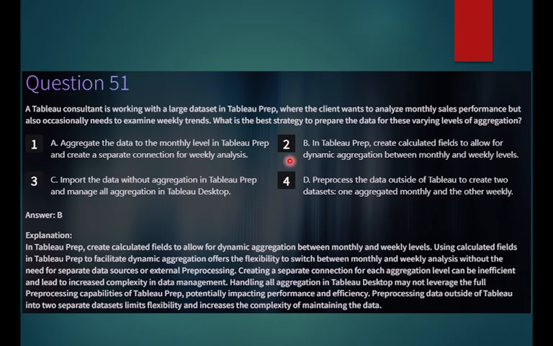So here option B is correct. In Tableau Prep, create calculated fields to allow for dynamic aggregation between monthly and weekly levels. Using calculated fields in Tableau Prep to facilitate dynamic aggregation offers the flexibility to switch between monthly and weekly analysis without the need for separate data sources or external pre-processing. So that's why option B is correct.